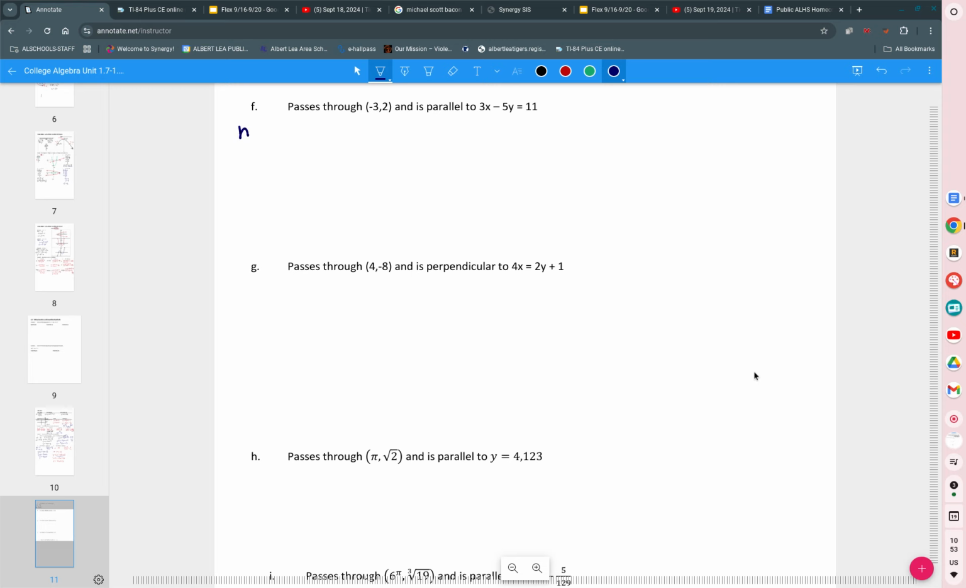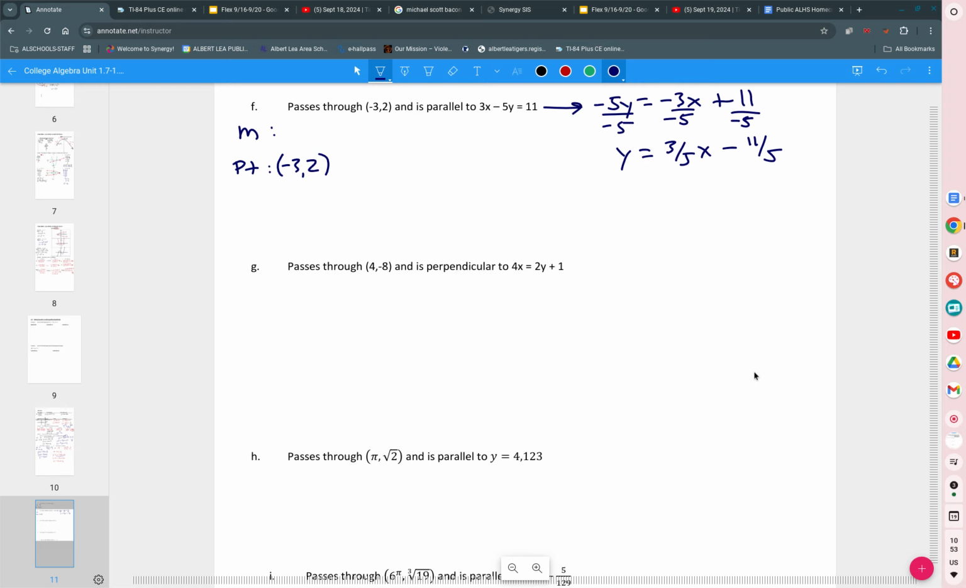Okay. Whereas in this one, I need to write an equation of a line that passes through the point (3, negative 2), or (negative 3, 2), and is parallel to that. Well, I can't look at that equation and just see exactly what the slope is. So what am I going to do to figure out the slope? Put it into slope-intercept form. Negative 5y is equal to negative 3x plus 11. Divide by my negative 5. y is equal to 3 over 5 x minus 11 fifths.